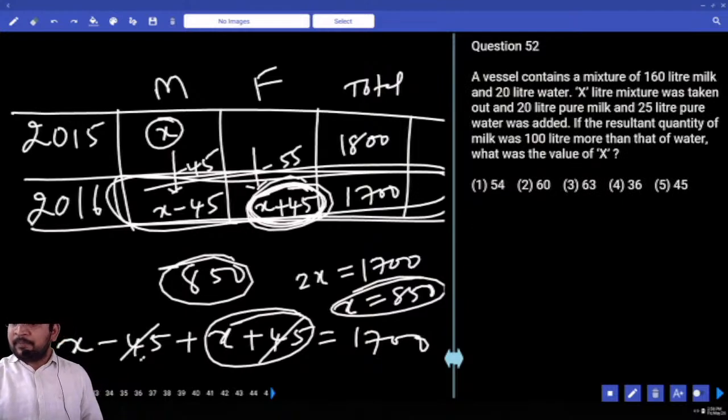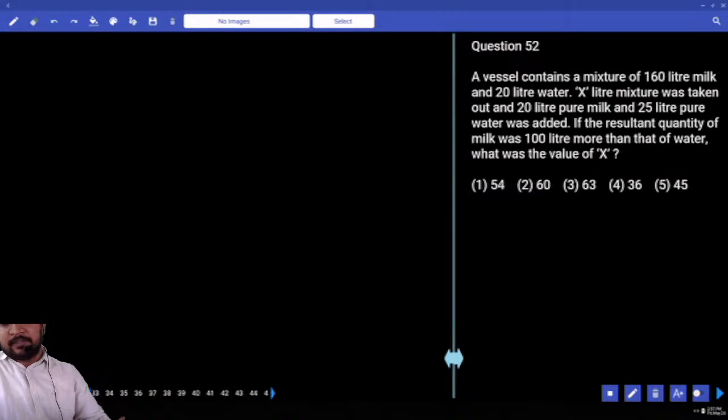Next, are you ready? A vessel contains a mixture of 160 liters of milk and 20 liters of water. X liters of mixture was taken out and 20 liters of pure milk and 25 liters of pure water was added. The resultant quantity of the milk was 100 liters more than the water. What was the value of X?